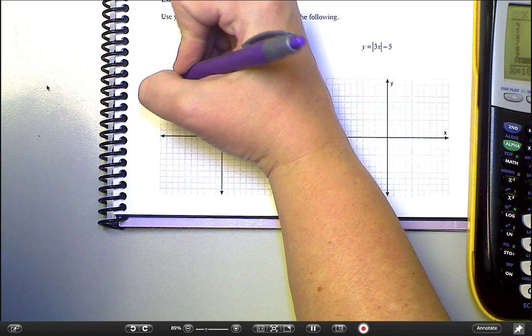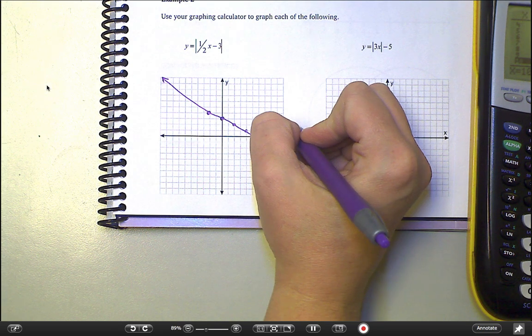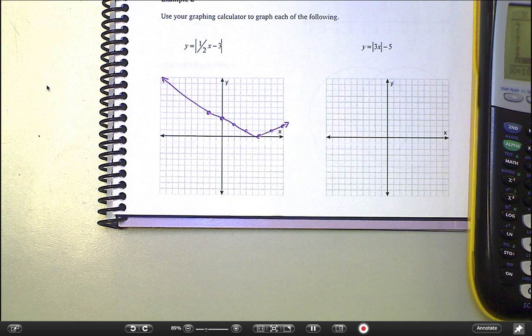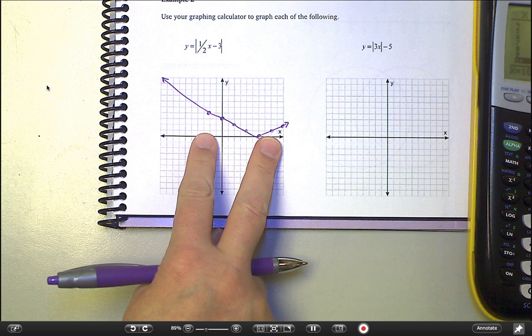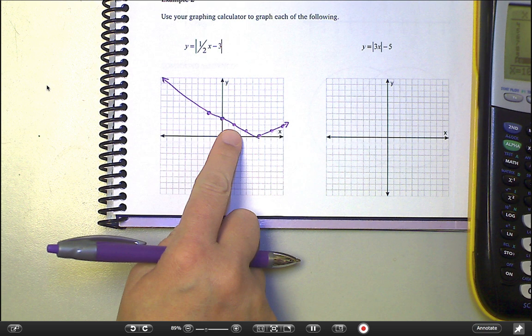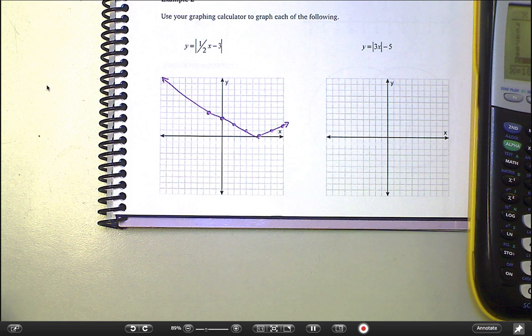Now, do I need to draw that many points every single time? No, definitely not, okay? But you have to draw enough to where you can see the V, where you can see both sides of the V. And I could have skipped around and maybe not graphed every single one of these. That would have been fine as well. But that's how you get the points off your calculator and onto your paper.